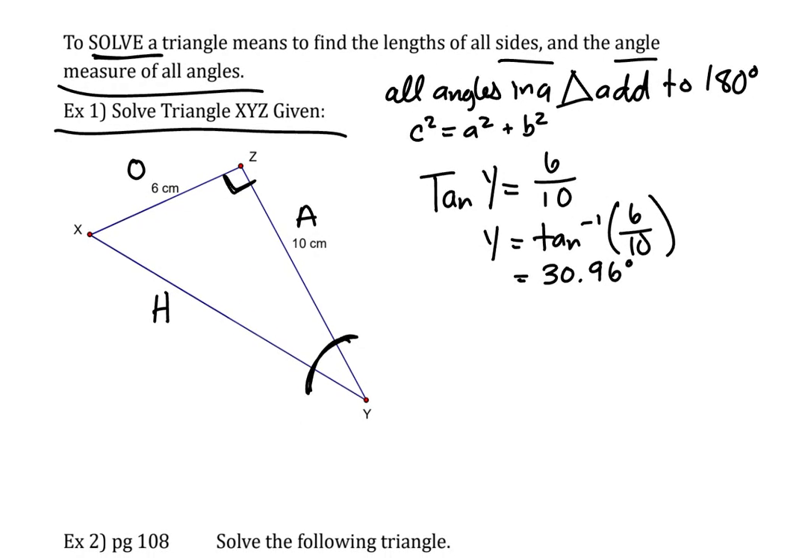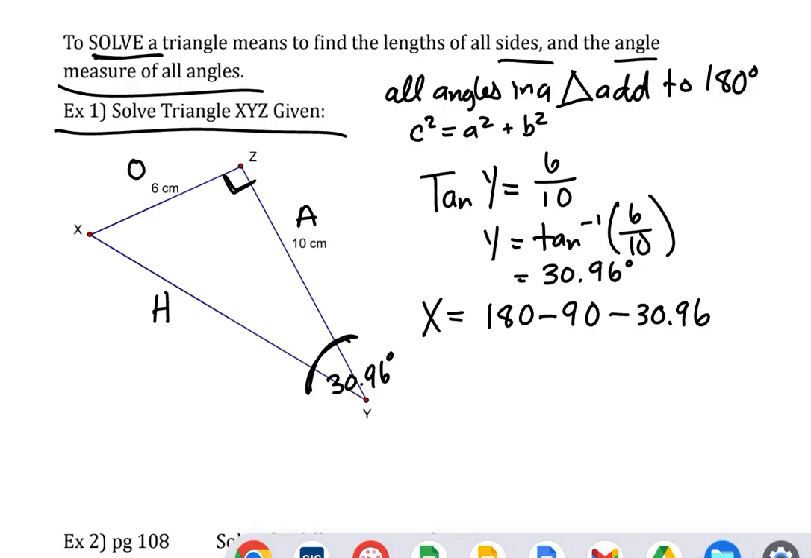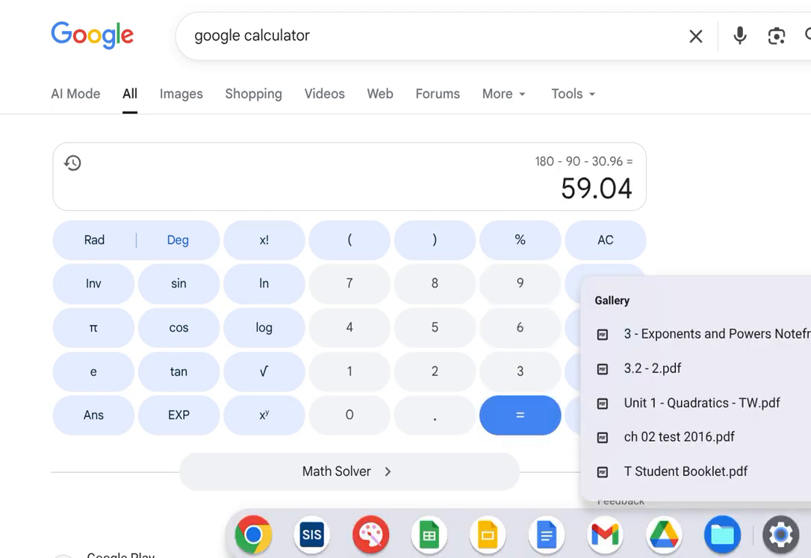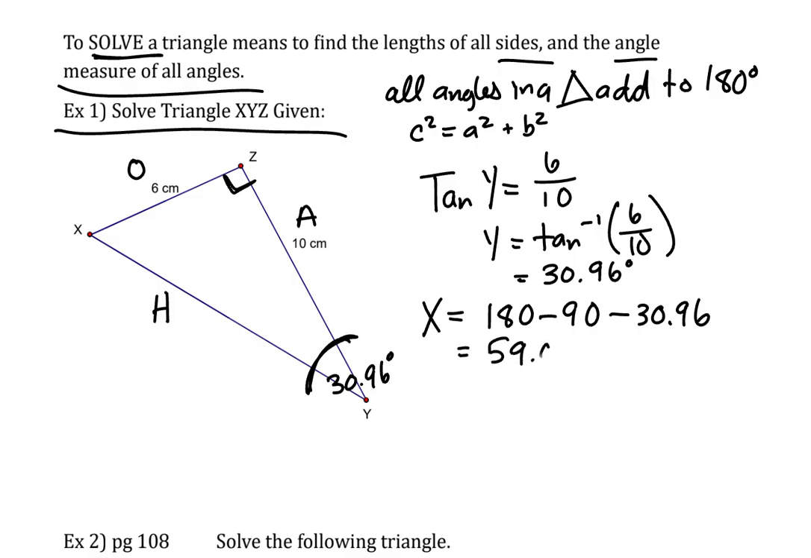So to find x, what we could do is use the tan of x to solve it, but let's just use what we know of triangles. So x is just going to be 180 degrees minus that 90 degrees that we have right here, minus our 30.96 degrees, because that's what we calculated this one out to be. So when we do that, 180 minus 90 minus 30.96, we get 59.04 degrees. So that's what our x is.